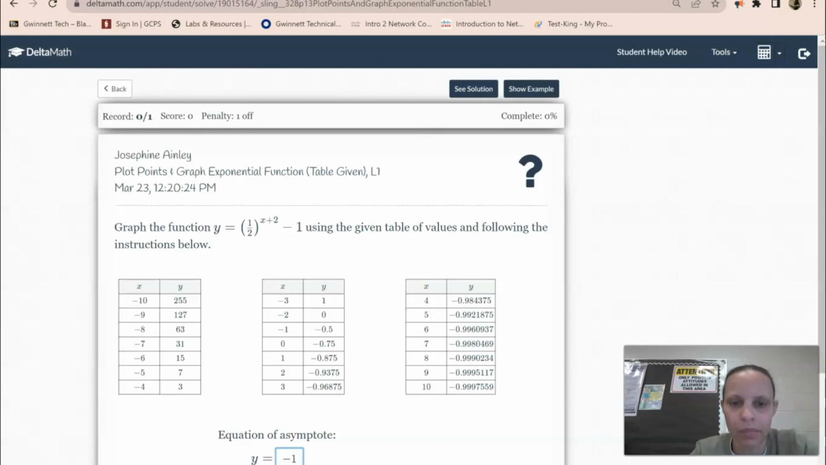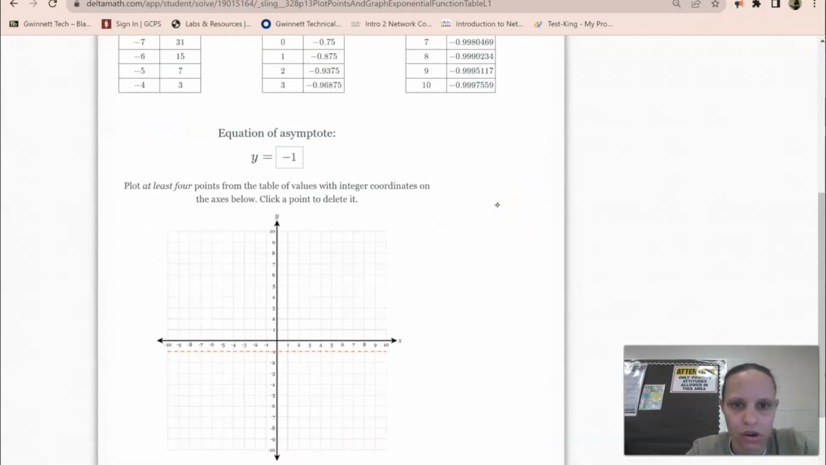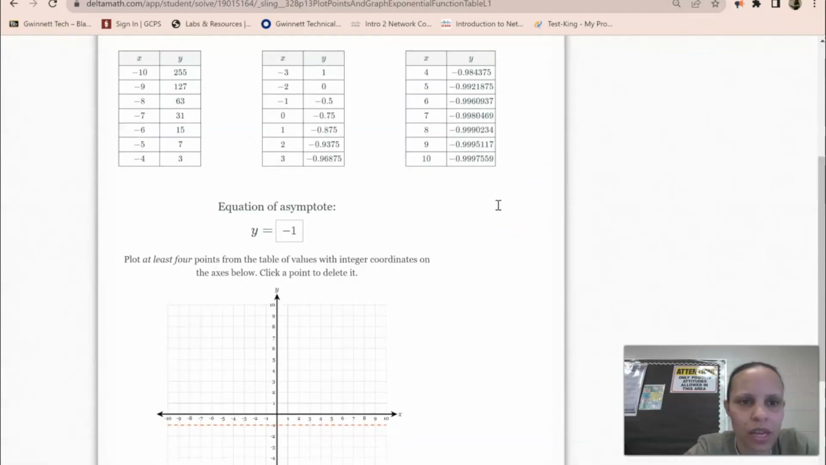And then you're going to go ahead and plot each of those points. All right, so you don't want to find the ones with, like, this 255 is way over the graph. You want to find the one that has from -10 to +10 and no decimals or fractions or anything like that, like whole numbers. So 63, 35, 15 here. -5 and 7, I can do that one. So -5 and +7, -4 and +3, -3 and 1.